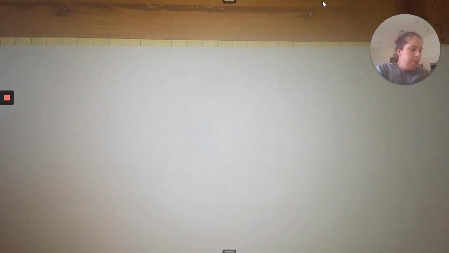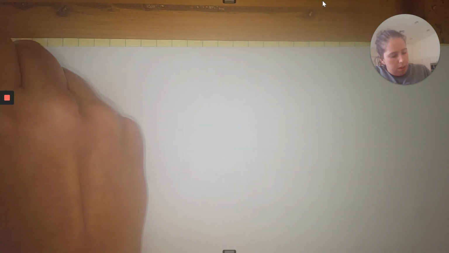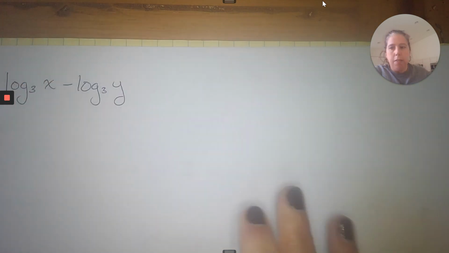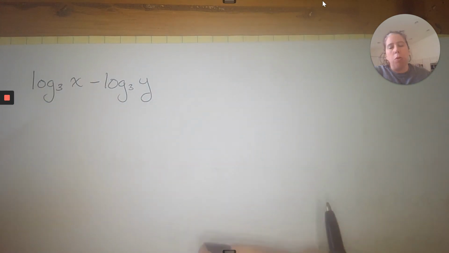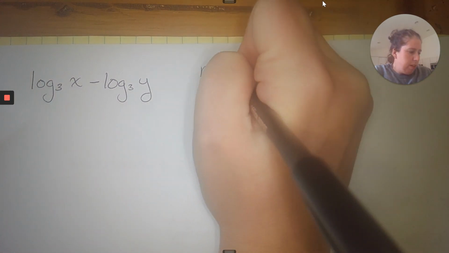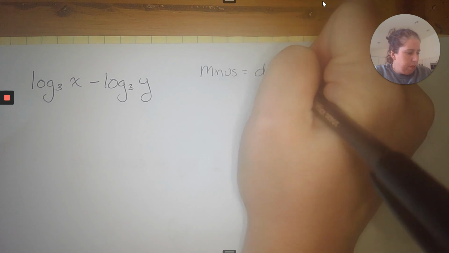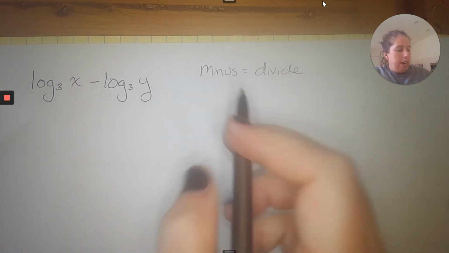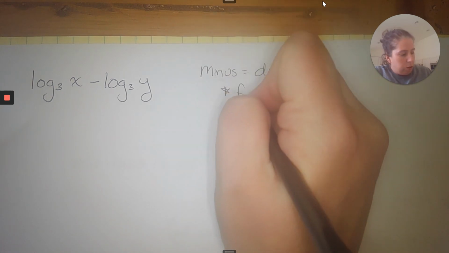Now, if I give you this one, log base 3 of x minus log base 3 of y. If plus means multiply, minus is going to mean divide. So minus equals divide. So add is multiply, subtract is divide. Now here's the catch. The first one goes on top.